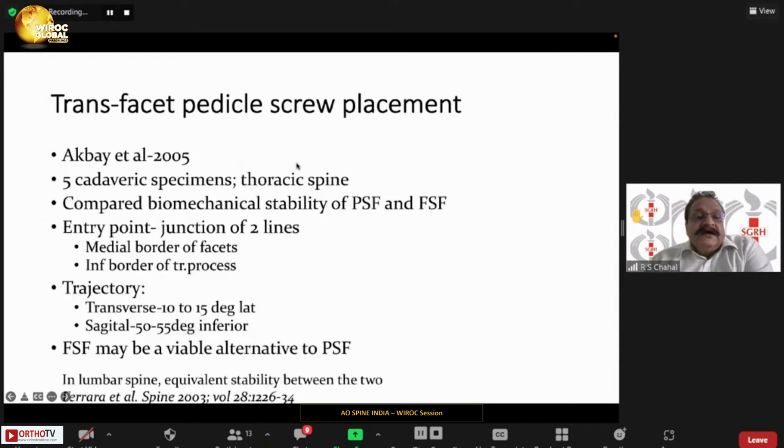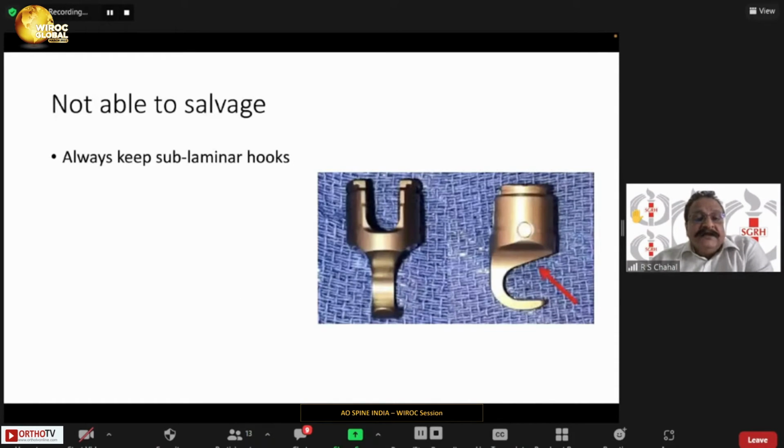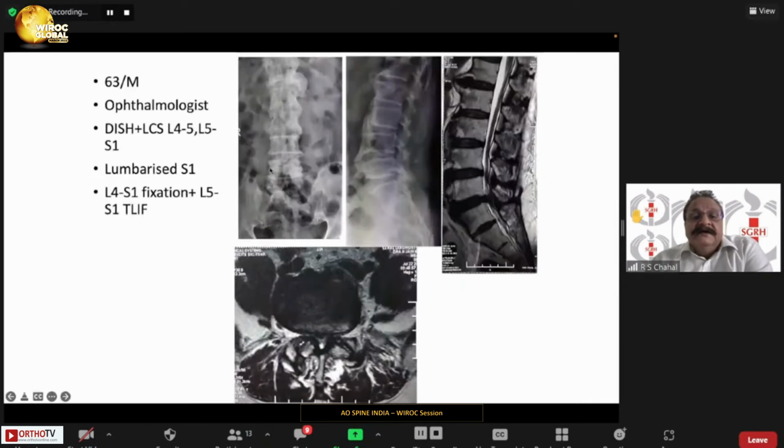Another is the transfacetal or the cortical screws. I am not a great fan of it. Cortical screws were introduced by Medtronic and now I think have been discontinued. Always keep sublaminar hooks ready. These are important to save levels, especially in the thoracic spine.